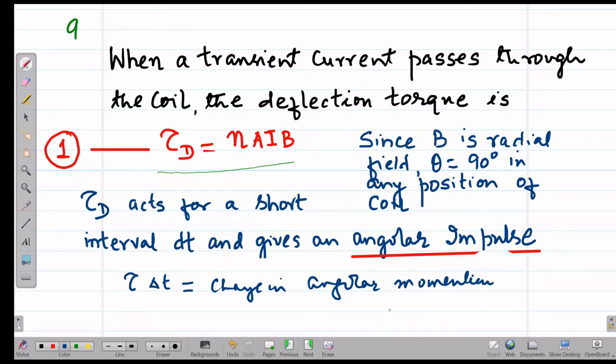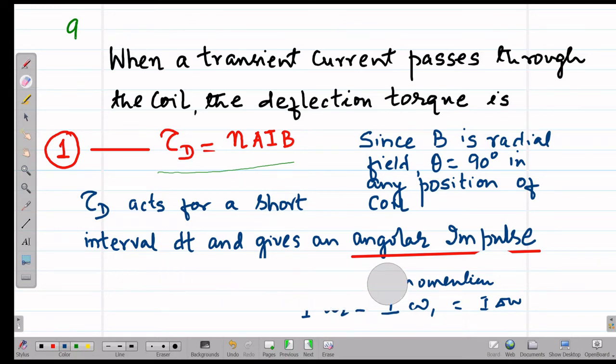How do you calculate the angular momentum of a body? If I is the moment of inertia of the body, and omega is the angular velocity, then I into omega would be the angular momentum. So if omega 1 was the initial angular velocity and omega 2 is the final angular velocity, then the change in angular momentum is I omega 2 minus I omega 1, or it is I into delta omega. So, okay, I believe all of you are just looking at stars now. You're not really understanding what I'm telling.